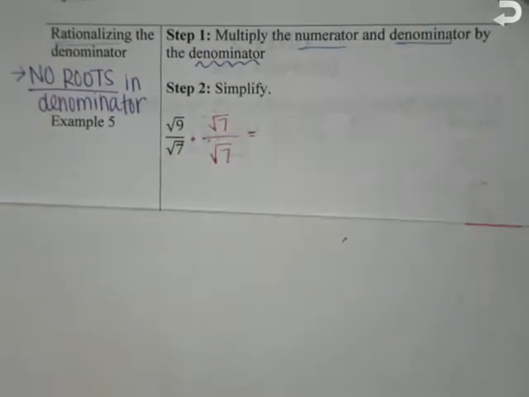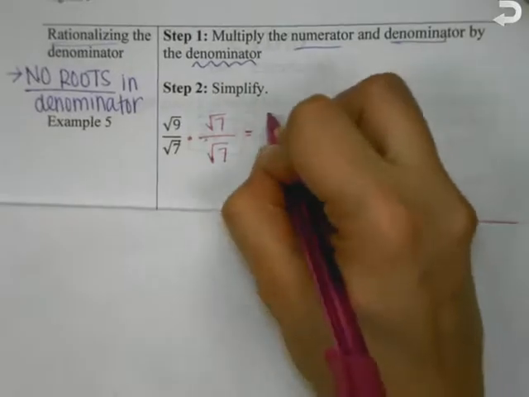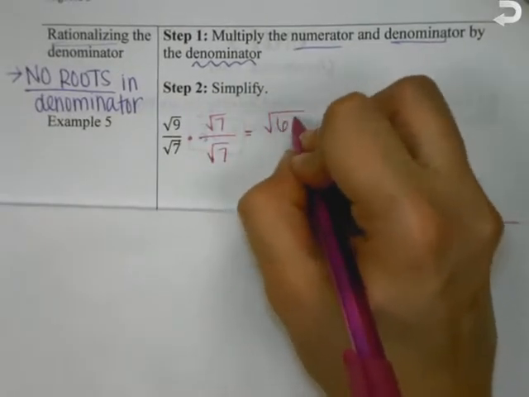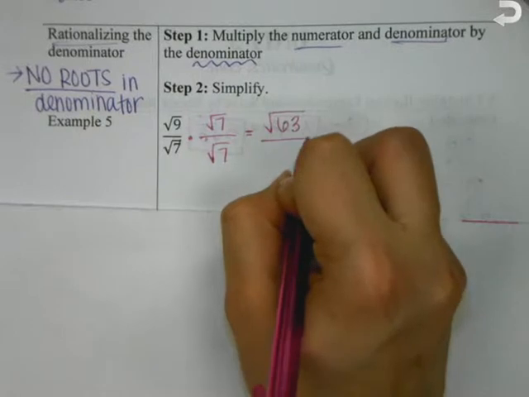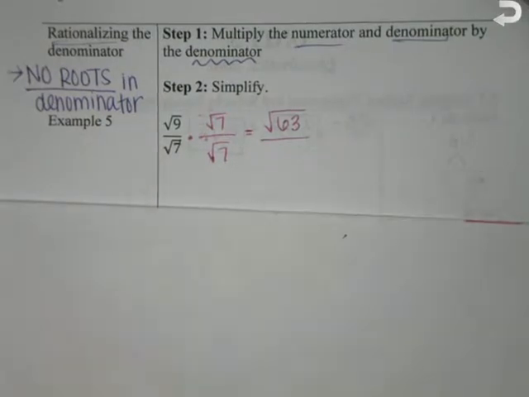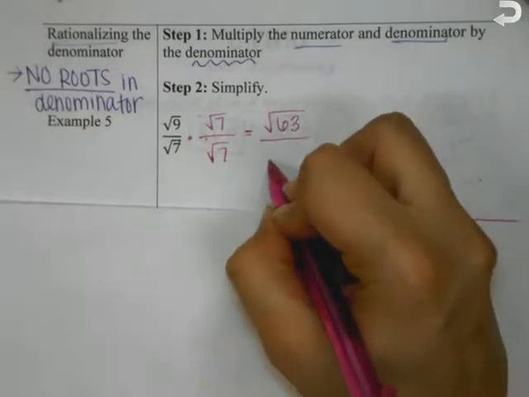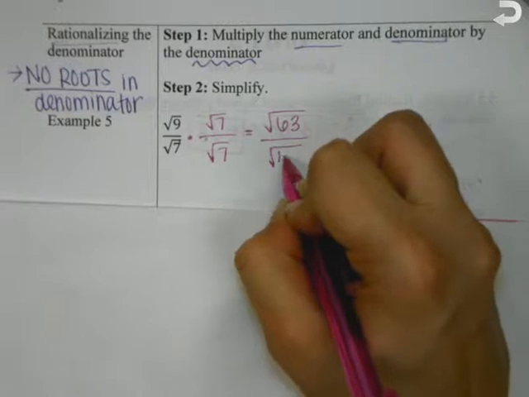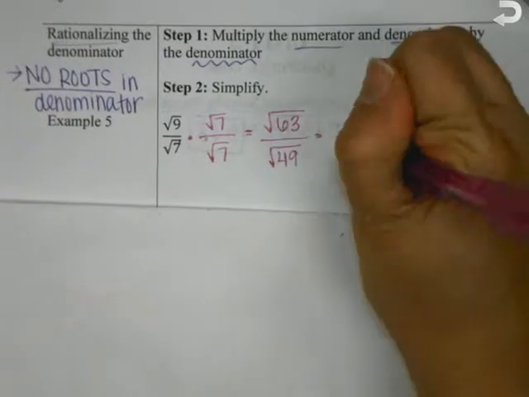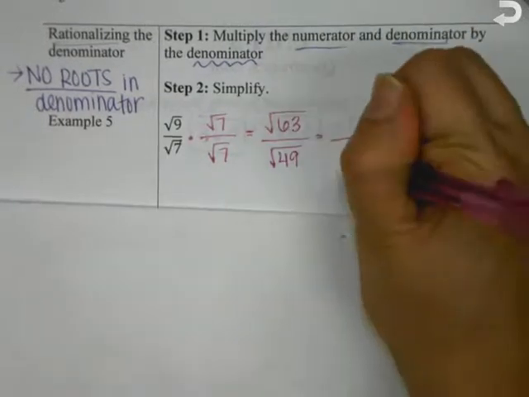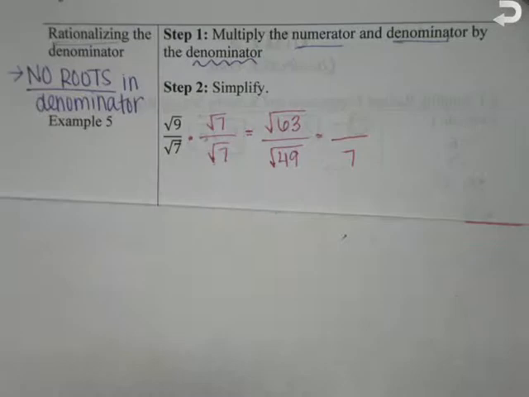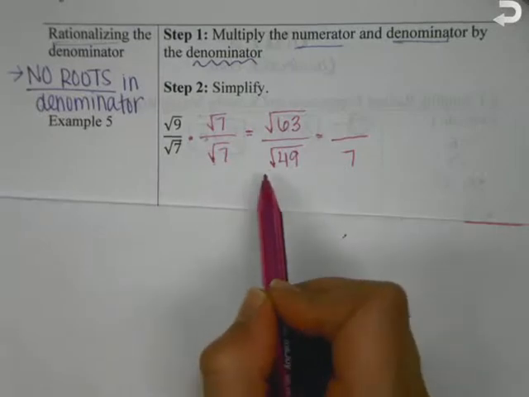We can multiply root 9 times root 7, so that's going to give me root 63 over, what's root 7 times root 7? 7. I'm going to write it out first this one time. That gives me root 49. But square root of 49 is 7. Okay? You can go straight to 7. You don't have to write the root 49. I just want you to have it written down once so you remember.